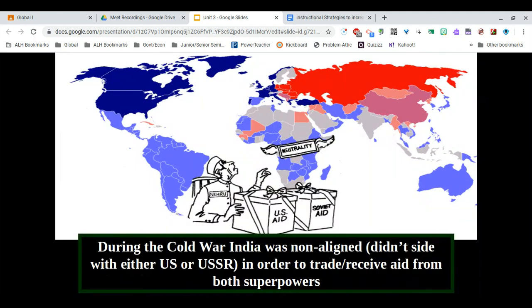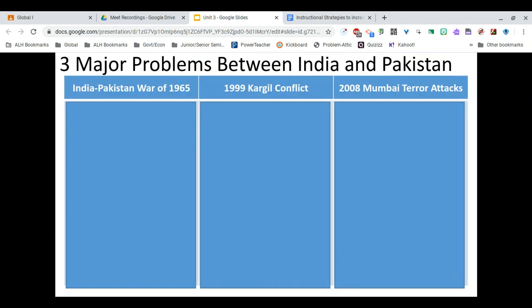And you have to remember that during the Cold War, India is not aligned. And they did this so that they could receive support from both sides. But also, as we saw with many during the Cold War, many former colonies did not want to pick a side because they saw picking a side as being very similar to being a colonized country again. So let's take a look at three of these major problems that you see between India and Pakistan.